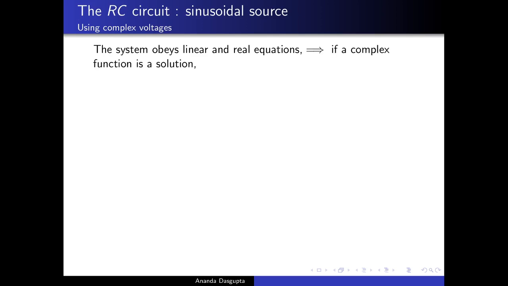What is important is that if a complex function is a solution to our system of equations, or a single equation, because the equation is linear and real, its real and imaginary parts are both solutions. Just to contrast this, the Schrodinger equation in quantum mechanics, I mean the full time-dependent Schrodinger equation, is linear, but it is not an equation with real coefficients.